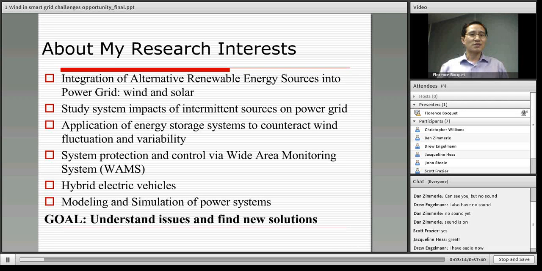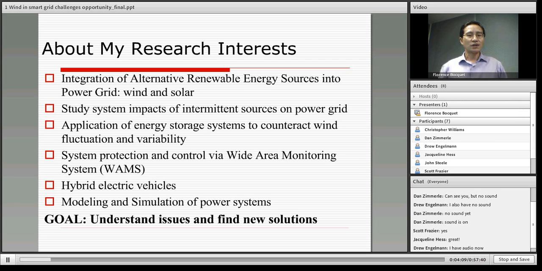So about my research interests, I'm interested in integration of alternative renewable energy sources into the power grid, particularly wind power and solar power. And I like to study system impacts of intermittent sources on the power grid. So some specific areas I have been working on are the application of energy storage systems to counteract wind fluctuation and wind variability. I have another research interest, which is power system protection and control using wide area monitoring systems, WAMS.